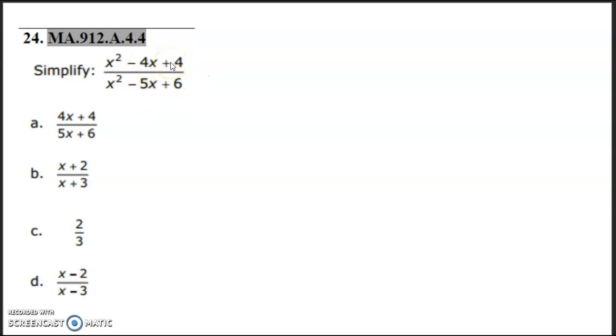So if you come across something like this and it's just not adding up the way you want it to, start looking at the different forms. So the first thing I noticed is that both the top and the bottom are quadratics. So if they are quadratics, I can factor them. So I'm going to go ahead and try something different. We're going to factor the top and the bottom to see if we get something else.